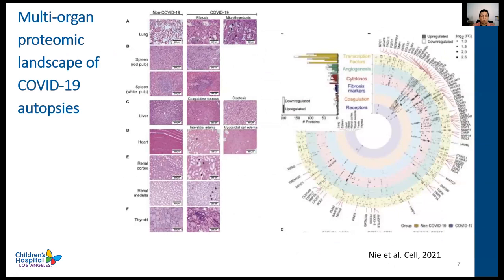This is another study, which is an autopsy study, which primarily looked at multi-organ proteomic landscape. So it didn't appear that they looked for viral RNA, but they did find that multiple abnormalities persisted in patients, persisted in autopsies done several days after the initial SARS-CoV-2 infections. Fibrosis, coagulative necrosis, interstitial edema was seen in multiple organs several months after SARS-CoV-2 infection. They also looked at proteomic factors and designated them into these various clusters and found significant dysregulation within transcription factors, angiogenesis factors, cytokines, fibrosis markers, coagulation, and receptors for SARS-CoV-2.